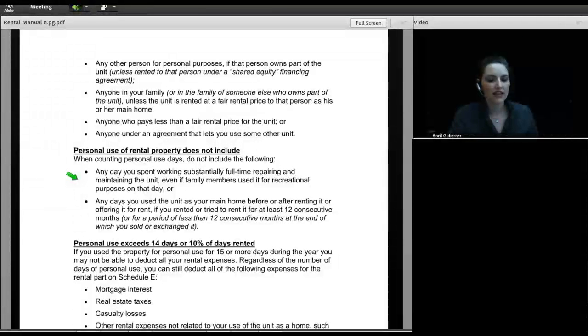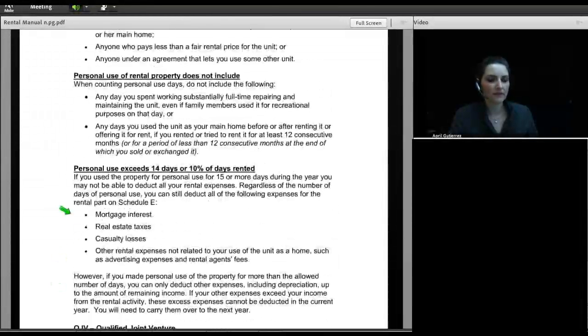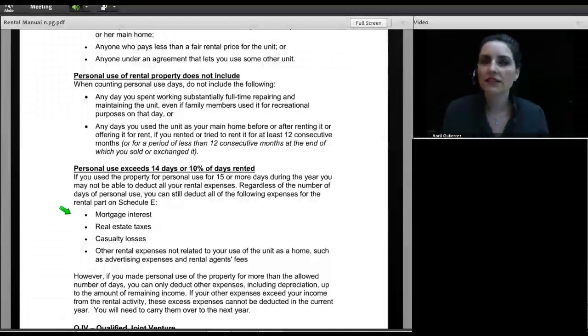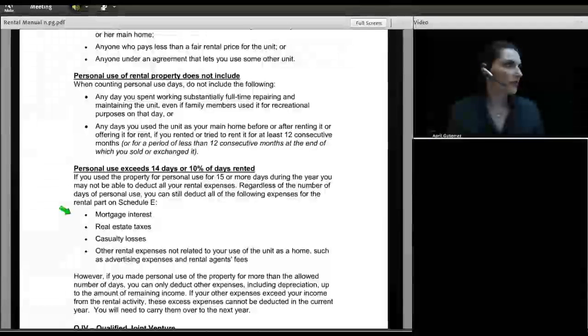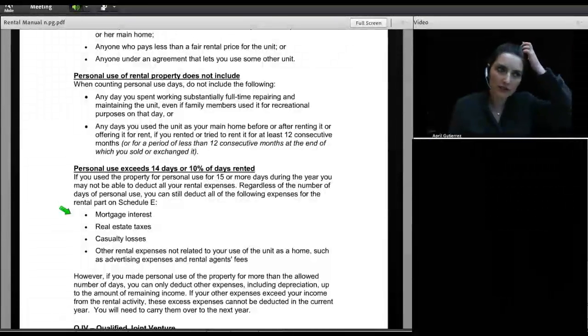Personal use of rental property does not include any day you spent working substantially full-time repairing and maintaining the unit, even if family members used it for recreational purposes on that day, or any days you used the unit as your main home before or after renting it or offering it for rent, if you rented it or tried to rent it for at least 12 consecutive months, or for a period of less than 12 consecutive months at the end of which you sold or exchanged it. So you need to add up, if the house is vacant, it's still a rental day if you weren't in it or weren't holding it off the market for rent because of personal reasons.